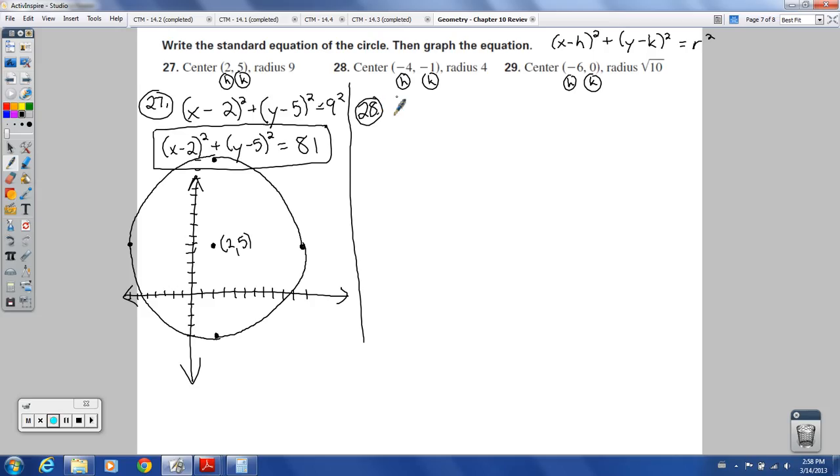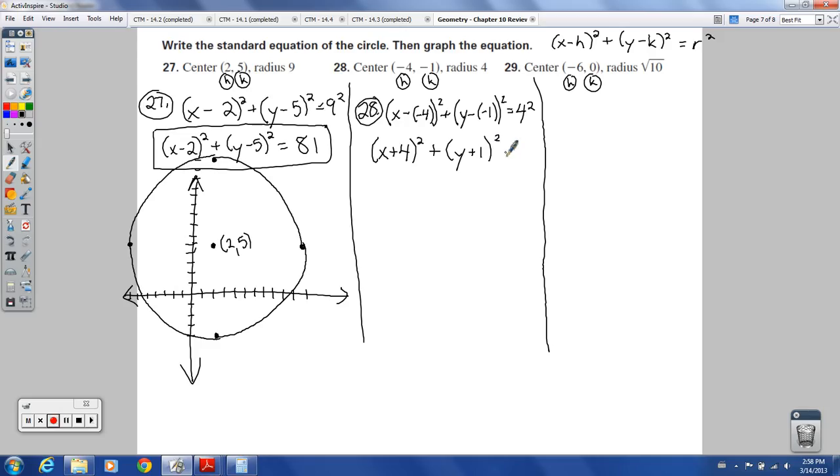Next up, we've got number 28 here. It has x minus, and we have to plug in the -4 as my h value. So the formula has x minus whatever that h value is. If the h value is negative, you have to plug it in as a negative. So we have this plus y minus -1 squared would equal, the radius is 4 in this case, so 4 squared. This would become x plus 4. Anything with a minus and a negative can be changed to a positive. We'd have y plus 1, and we'd have 16. So the center is at -4 and -1.